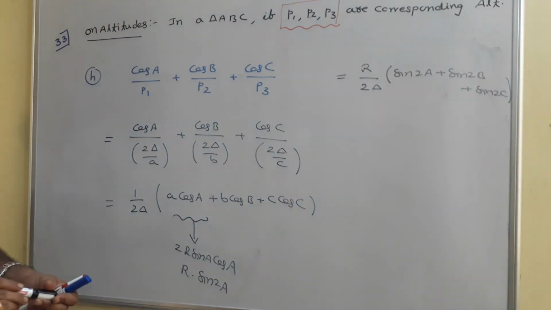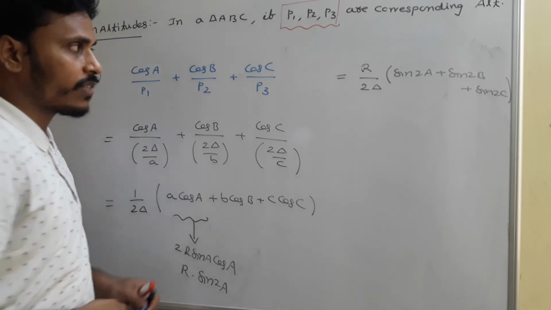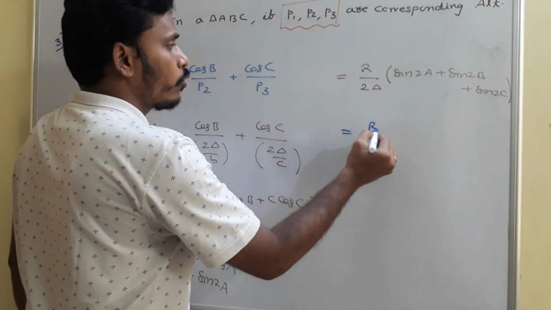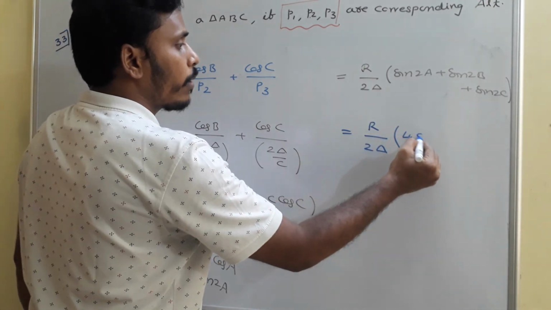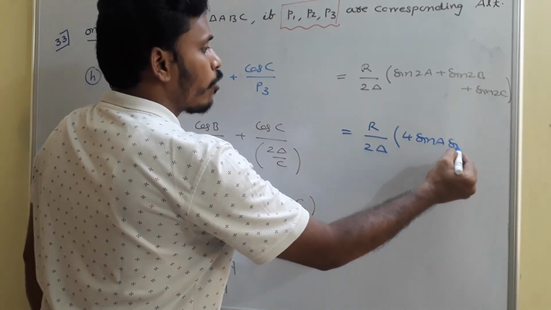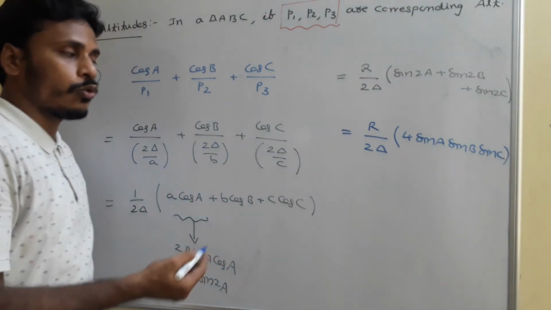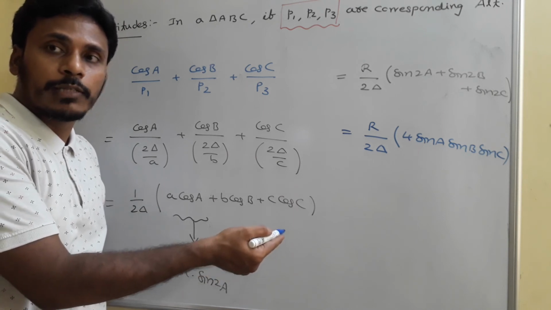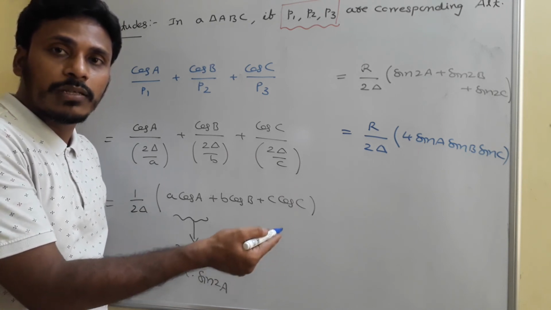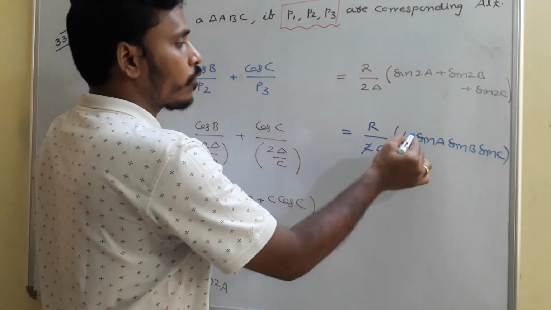And now for sin 2A plus sin 2B plus sin 2C, we need to utilize again the rule from the transformations. So this is equal to R by 2 delta, and this sin 2A plus sin 2B plus sin 2C is simply nothing but 4 sin A sin B sin C. Already we used it 2-3 times, and now again we are using a transformation rule. If A plus B plus C is 180, sin 2A plus sin 2B plus sin 2C is 4 sin A sin B sin C. So you just cancel it out, this is 2.